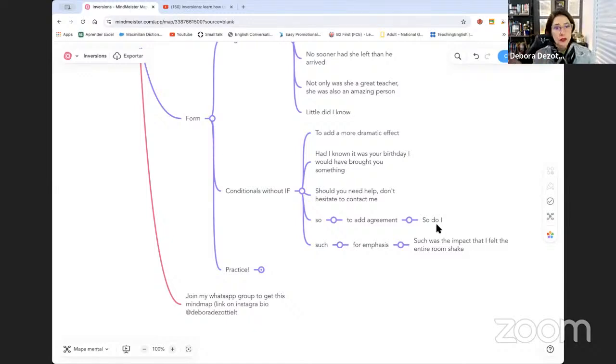The same as with neither. Neither do I, neither am I, neither could I. And also with "such" for emphasis. So you can say, such was the impact that I felt the entire room shake. So the impact was so strong. And this "such" means exactly that, how the impact was. It was such a strong impact, so the regular order would be this: it was such a strong impact that I felt the entire room shake. Such was the impact that I felt the entire room shake.